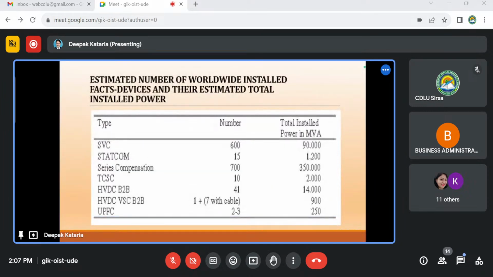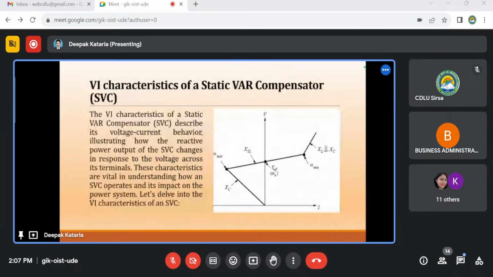The total installed capacity of the FACTS devices and their estimated total installed power is comparatively: SVC has 600 installations and STATCOM is 15, and above all series compensation has 700. So I have compared here SVC and STATCOM.